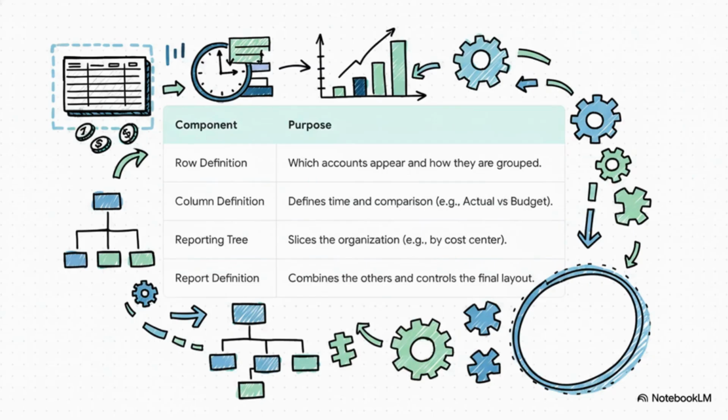Now, to pull this off, you have to master these 4 building blocks. The row definition, that controls which accounts you're looking at. The column definition, that handles your time periods and comparisons, like actuals versus budget. The reporting tree lets you slice and dice the data by your organizational structure. And finally, the report definition pulls it all together into a polished final layout.